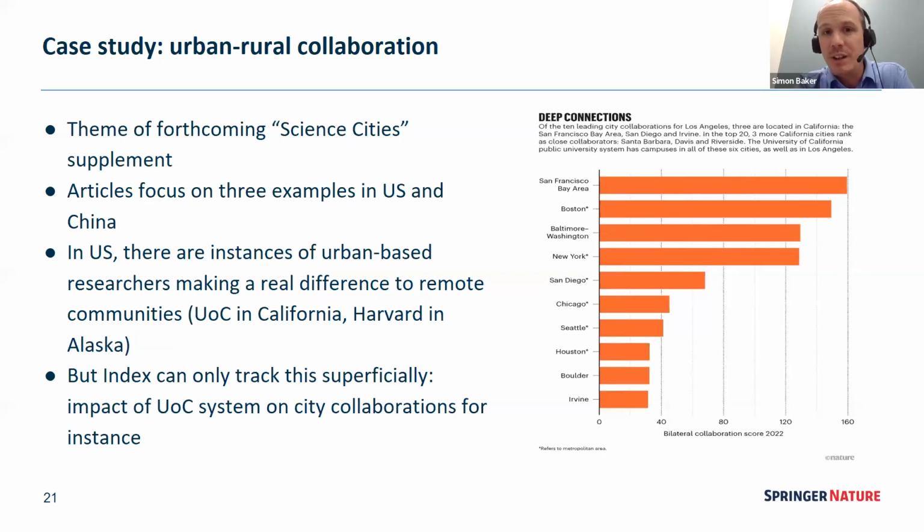Probably the best we could do with the index is look at, say, and I've featured it in this graph here, just research published by institutions based in Los Angeles, and then look at the collaboration between Los Angeles and other cities. You notice that a lot of the main cities that those institutions are collaborating with are also in California. But it just shows how limited the data is, maybe, in showing the impact of this kind of collaboration.